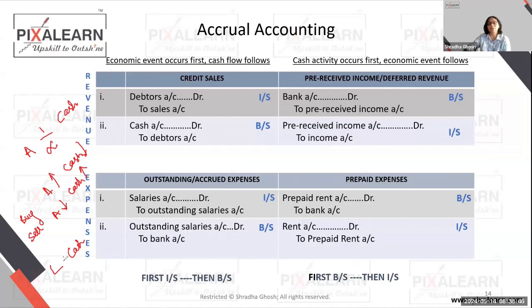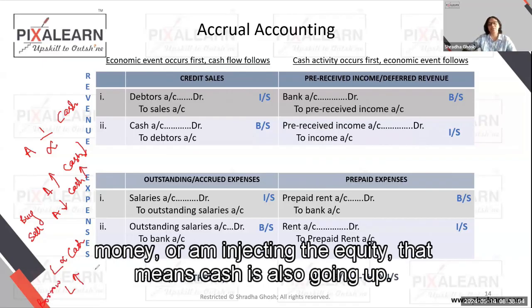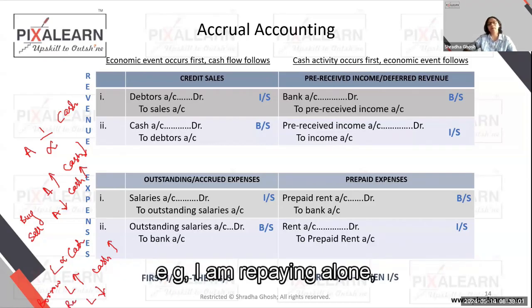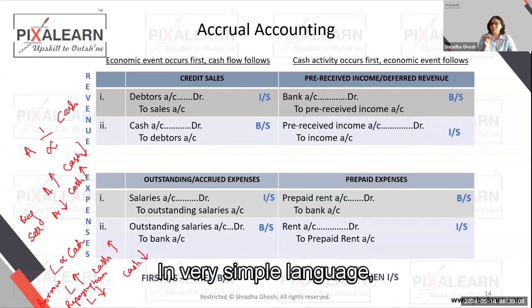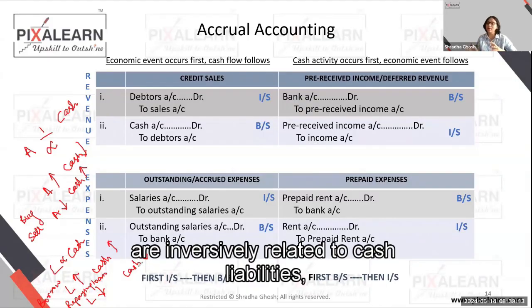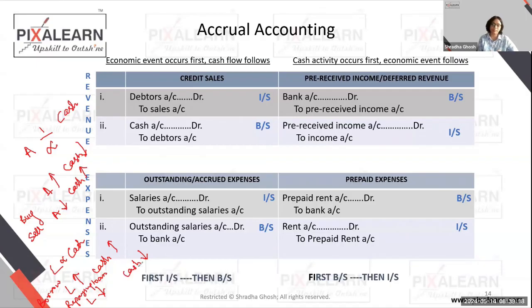It's a direct relationship. When the liability goes up, for instance, when I'm borrowing the money or I'm injecting the equity, that means cash is also going up. And when the liability comes down, for example, I'm repaying a loan, then the cash comes down. In very simple language, assets are inversely related to cash, liabilities are directly related to cash flows. Can I say that, everybody?